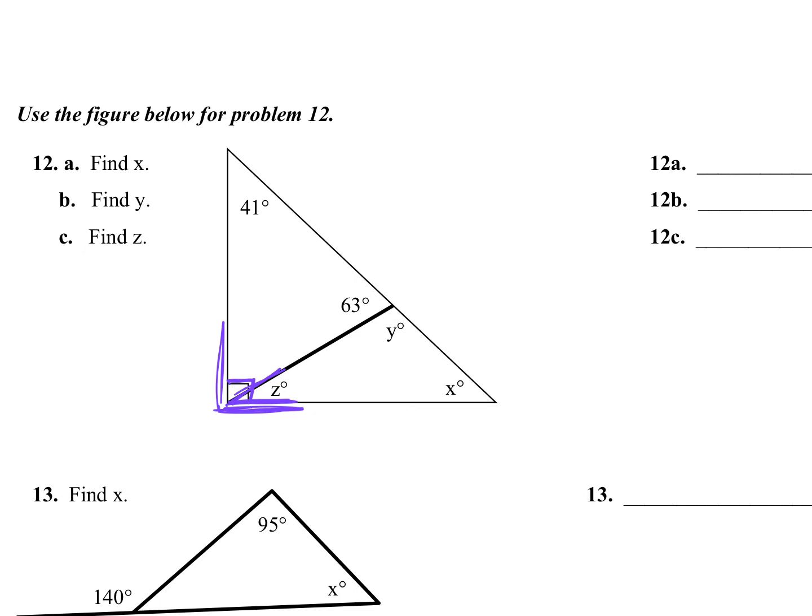63 and y are supplementary, so it would be. Okay, so if you start at y, this is a linear pair, right? A straight line. So y plus 63 is going to equal 180. So take away that 63, and you get 117 for y. And I always write these in as I find them because they usually help you with another one somewhere.